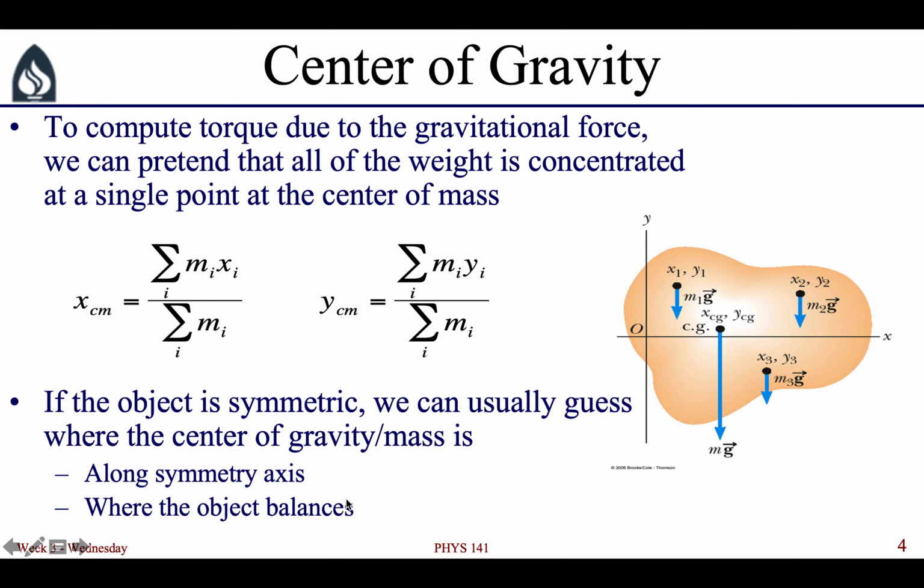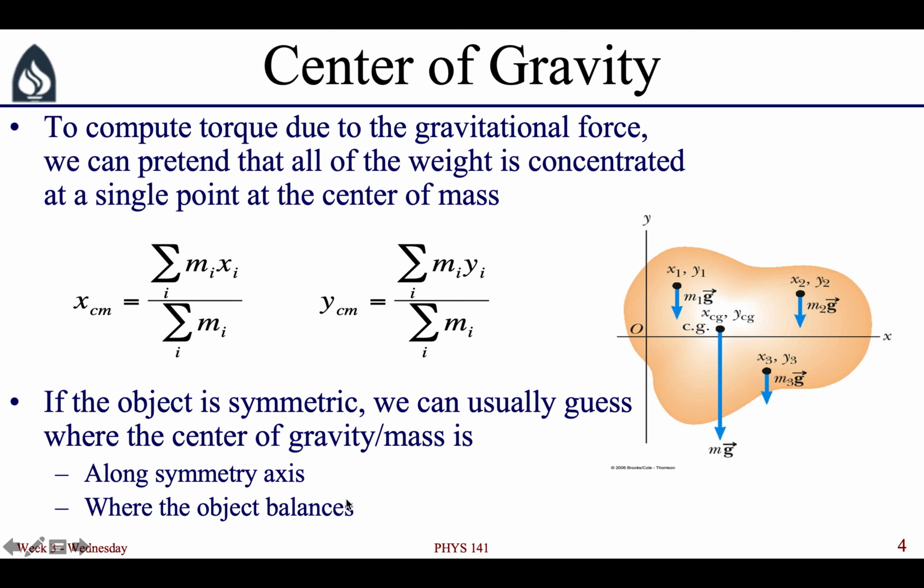In order to compute the torque due to the gravitational force, we always pretend that all of the weight is concentrated at a single point at the center of mass, which is also called the center of gravity. So if you have an extended object, the gravitational force will exert a force on that object, and in order to find the moment arm to use with that gravitational force to calculate the torque, we pretend that all of the mass is located at the center of gravity, and that is where the force is applied. So for the gravitational force, the moment arm always goes from the origin to the center of mass.